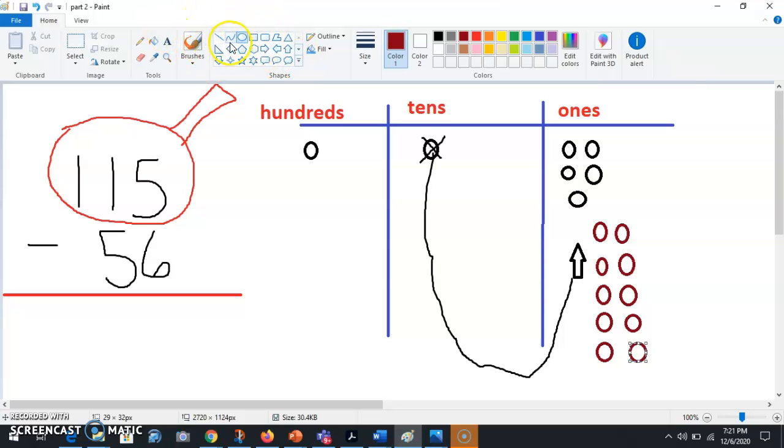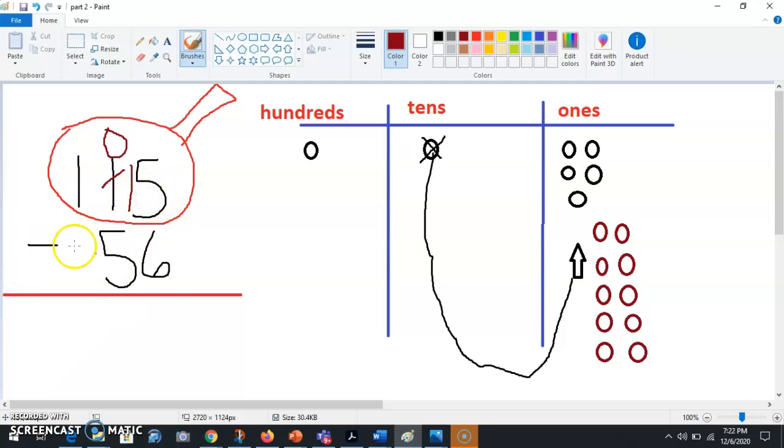So here we go. Let me get my brush. So 100, we didn't touch it, so I don't touch that one. Ooh, look at that. The 110 is now, I don't have nothing here, right? So it's 0 tens, right? 5 ones is now 1, 2, 3, 4, 5, 6, 7, 8, 9, 10, 11, 12, 13, 14, 15. 5 ones is now a 15. Okay?